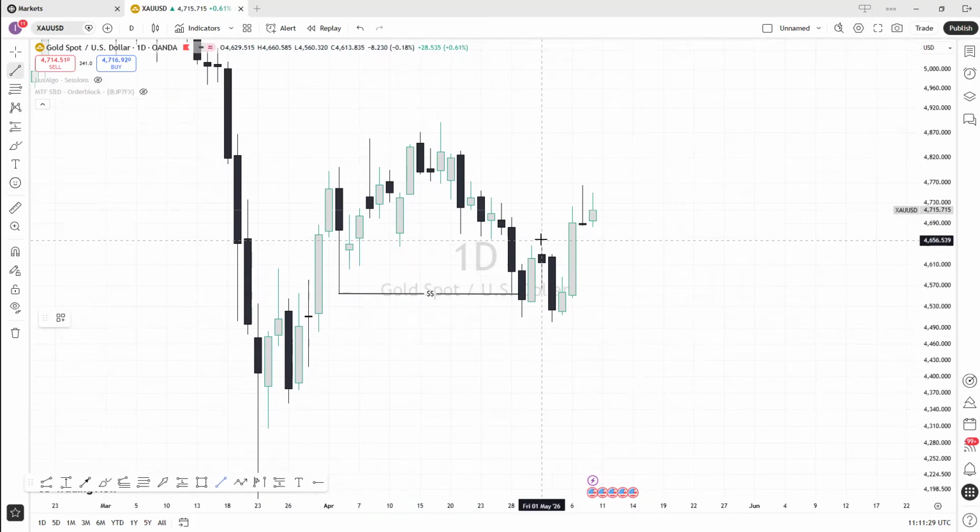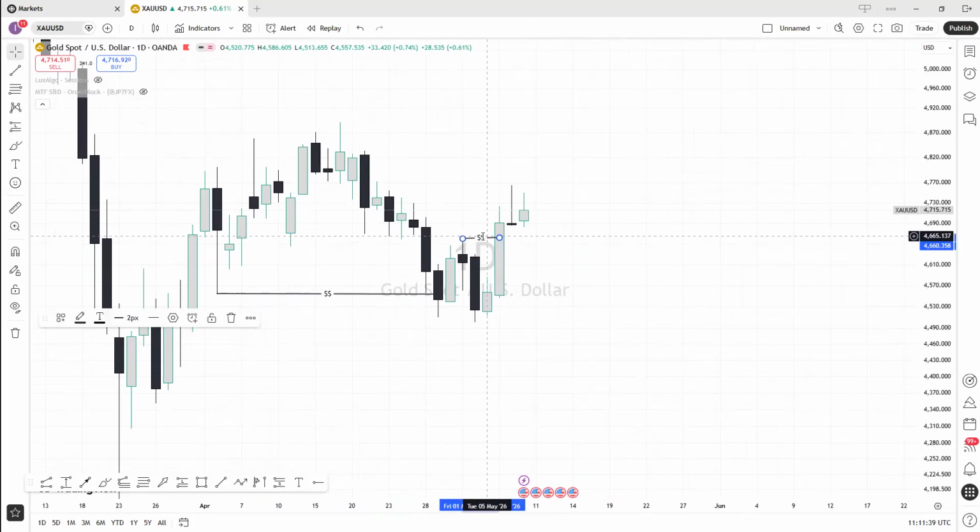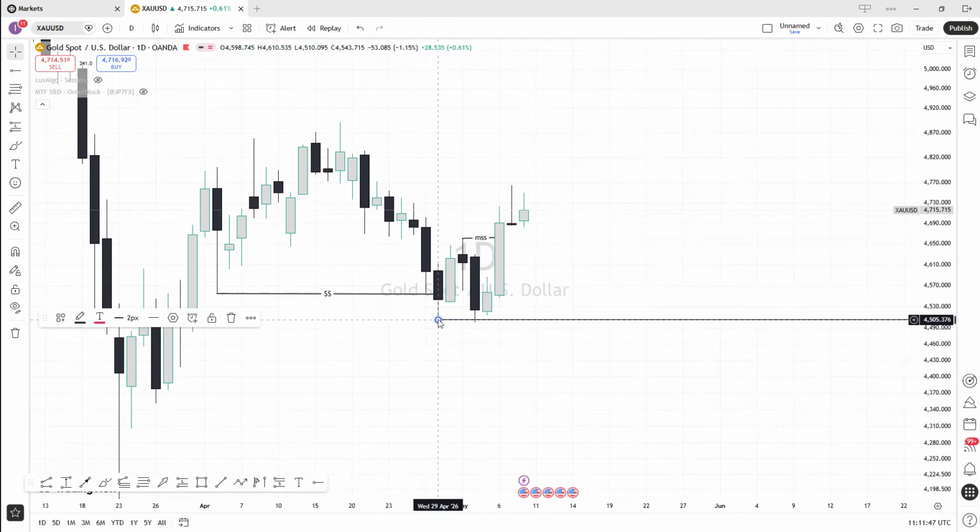You can see price break that previous high. It broke the last lower high. We have a break of structure here, which we call market shifting, structure shifting. Also below here we have a liquidity grab. This liquidity grab is a very good indication for a bullish move.